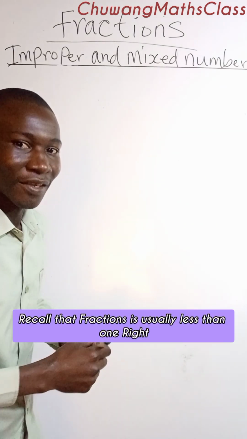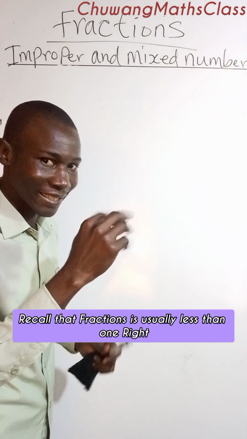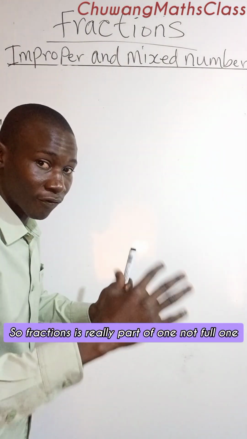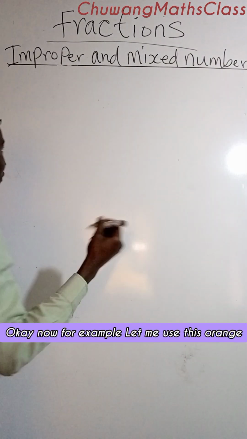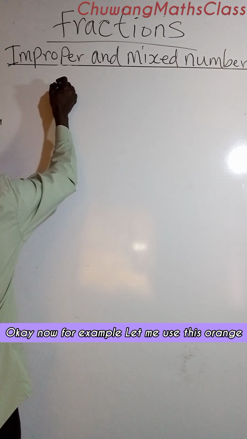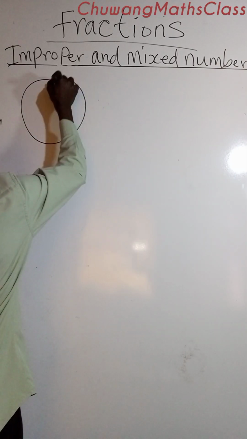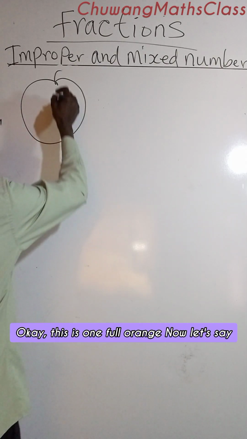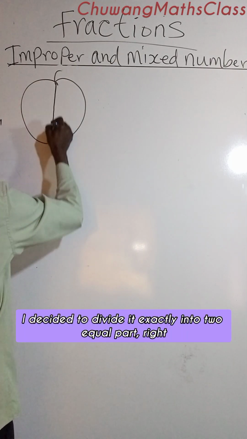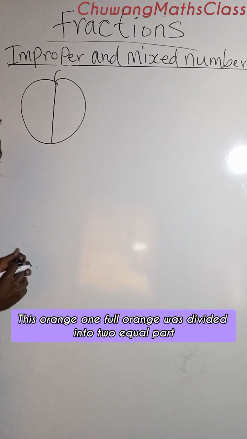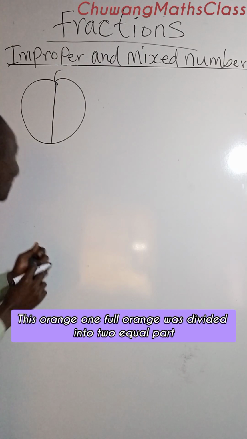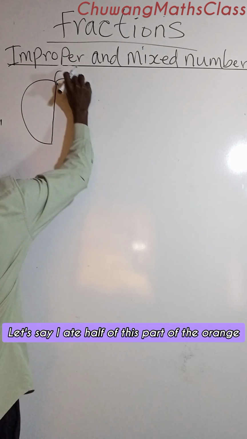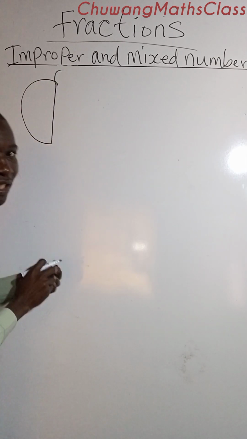Recall that a fraction is usually less than 1, right? So a fraction is usually part of 1, not a full 1. Now, for example, let me use this orange. This is one full orange. Now let's say I decide to divide it exactly into 2 equal parts. This one full orange was divided into 2 equal parts. Now let's say I ate half of the orange.